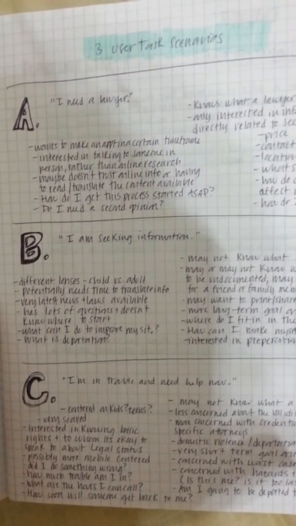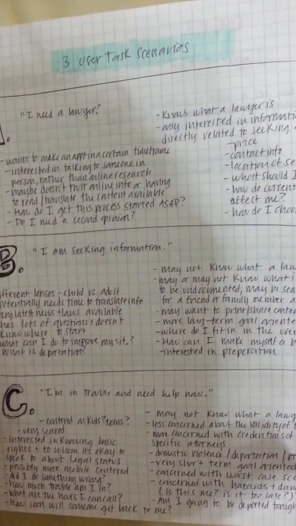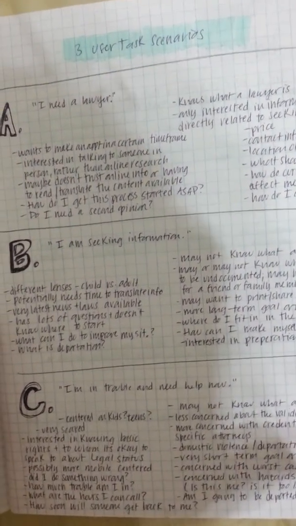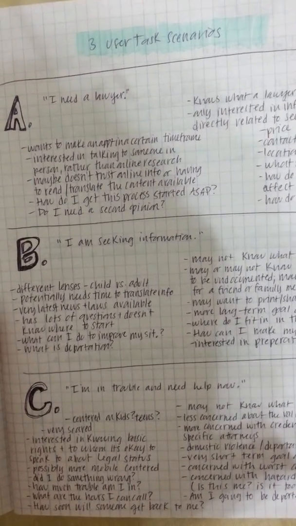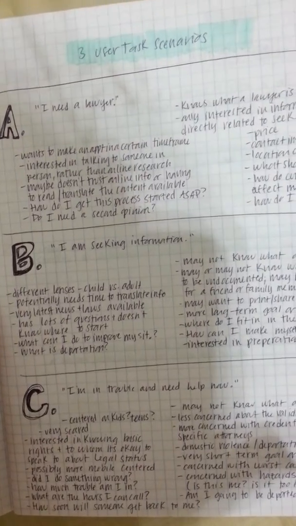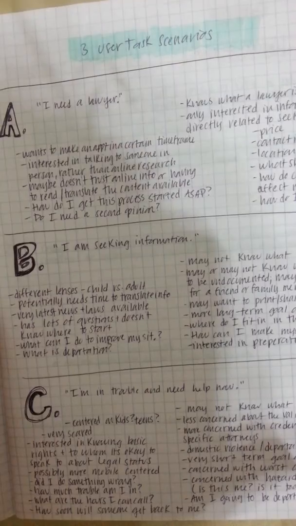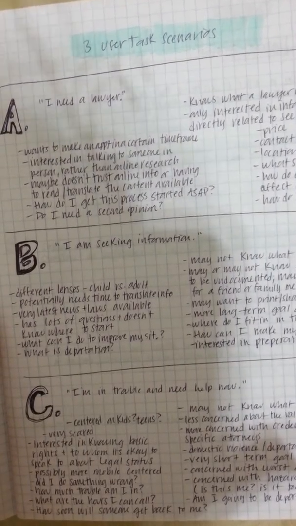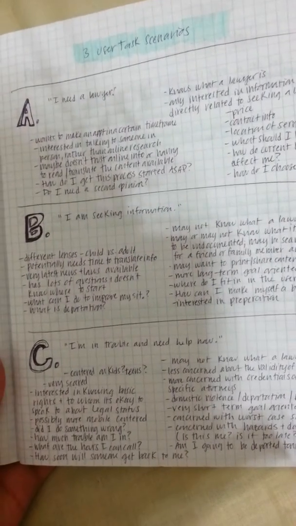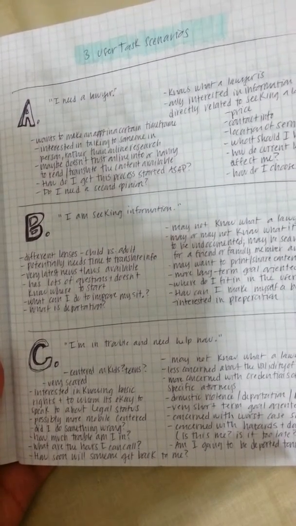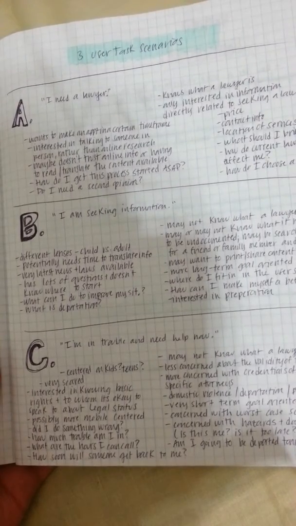A, I need a lawyer. And for this person, they are looking for legal specific advice. And our B was they're seeking information, just generally. It could be about public benefits or legal advice or something that we haven't covered yet in our interviews. C was that they're in trouble and they need help right now, that it's an emergency situation and they need right away to know who to contact and how to get help.